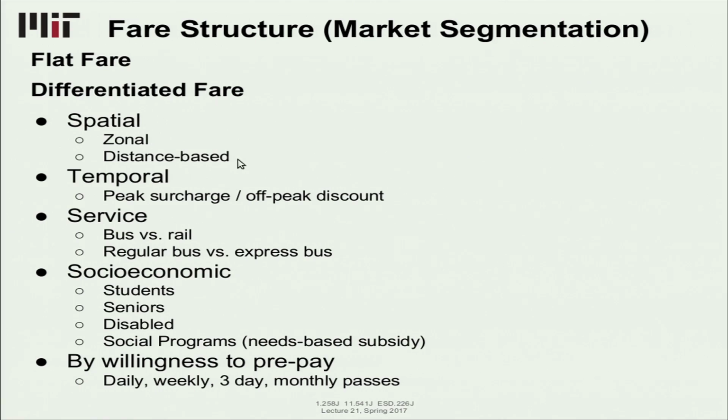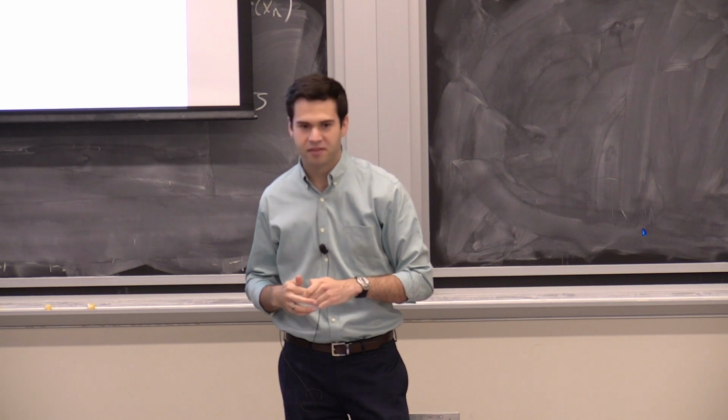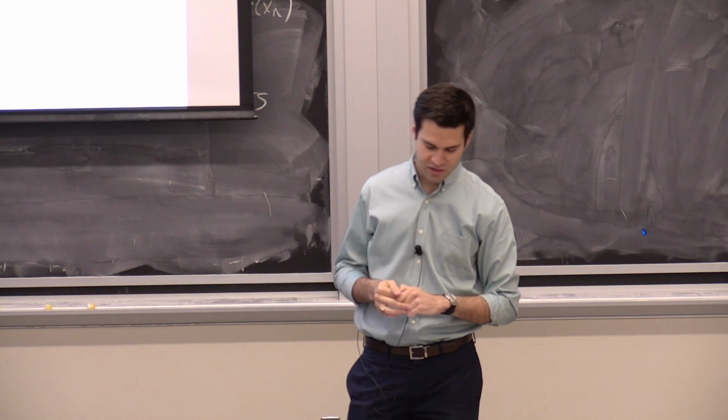So that's one way of doing it. If you take that to the extreme and imagine many zones, you could end up with something called distance-based pricing, where each OD pair has a different fare, depending on how long that ride was. You can do that if you have a tap-in, tap-out system. You can do that with proof of payment in some cases. It's more common in Europe.